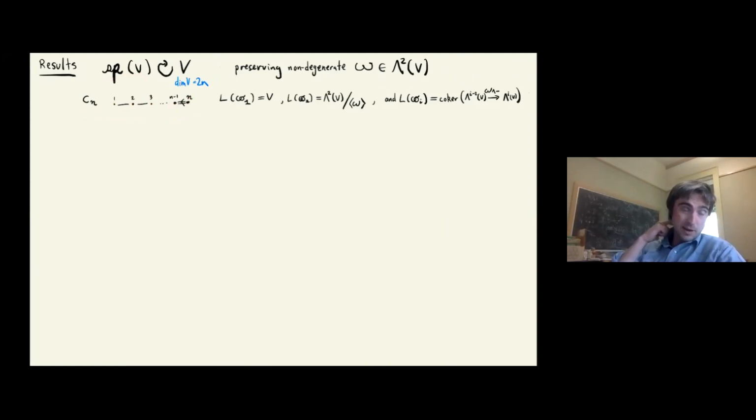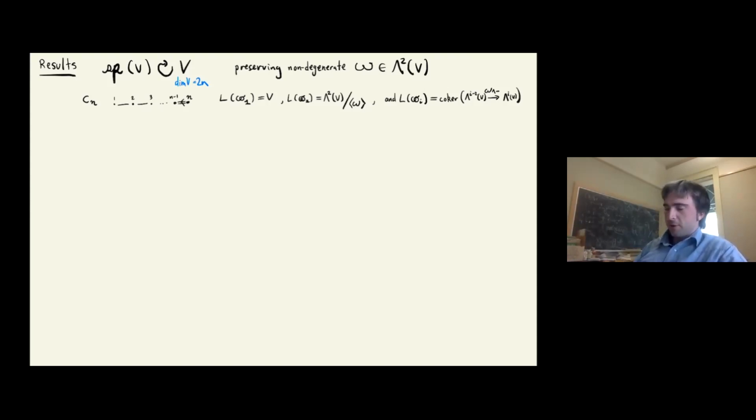So for type Cn, or for Sp(V) when dim V is 2n, there should be n fundamental representations. Just like for SL2, there is only one fundamental representation. For SLN, there are n fundamental representations. Sp2n also has n fundamental representations.